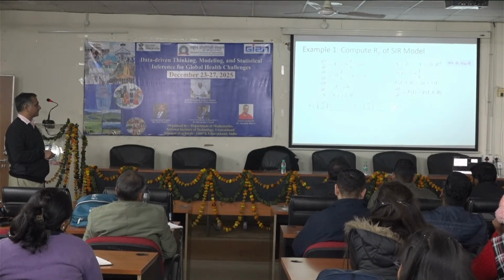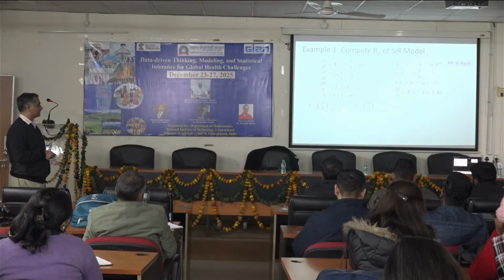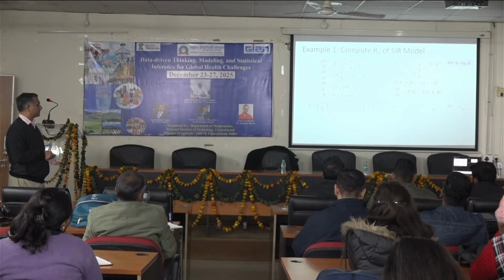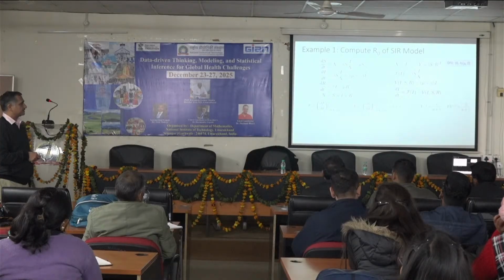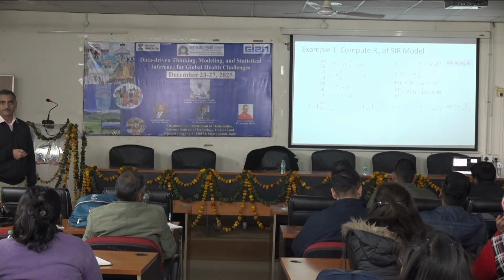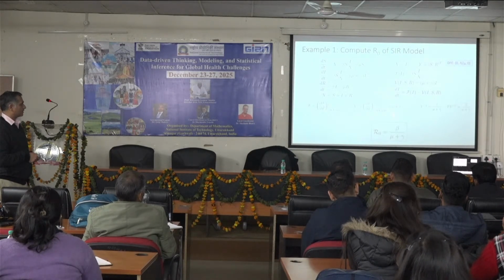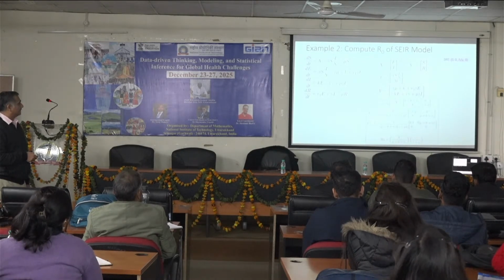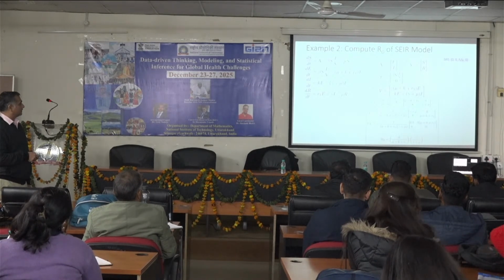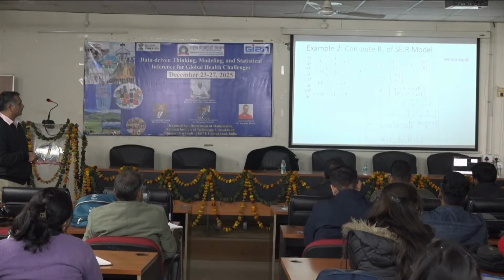The inverse of V is 1 over (mu plus gamma), so beta times 1 over (mu plus gamma) is FV inverse, and in this case it is 1 by 1. So your R naught is beta over mu plus gamma. Okay, so this is what the calculation looks like.